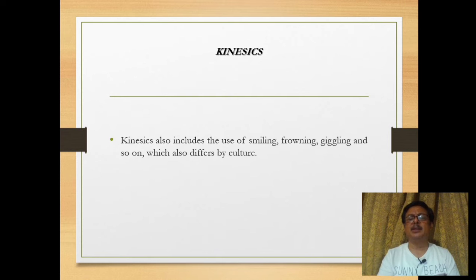But there are certain things which are universal to every culture. For example, smiling. If you smile, it shows happiness. And if there are tears in your eyes, it shows that you are sad, you're unhappy.